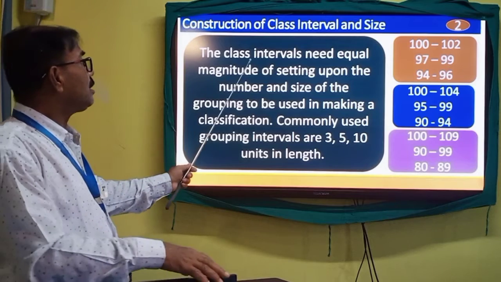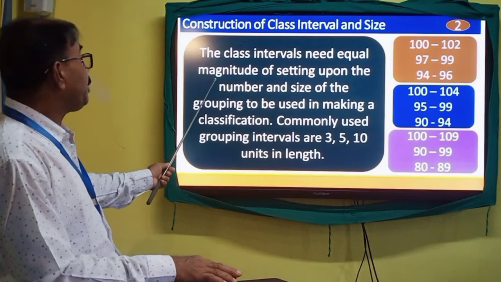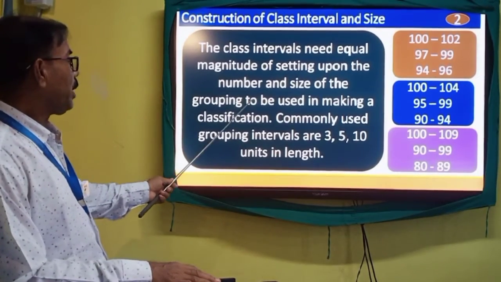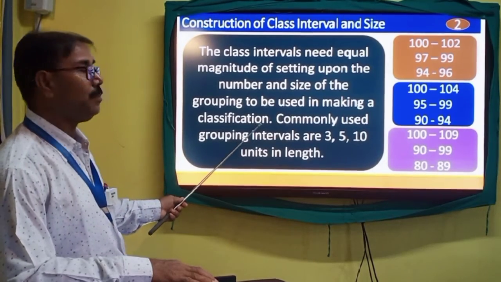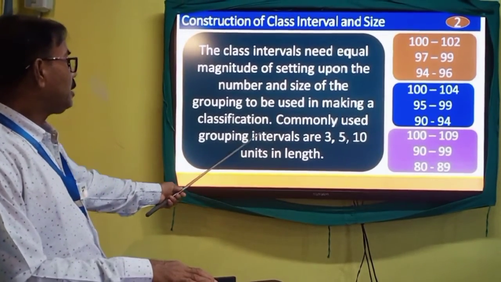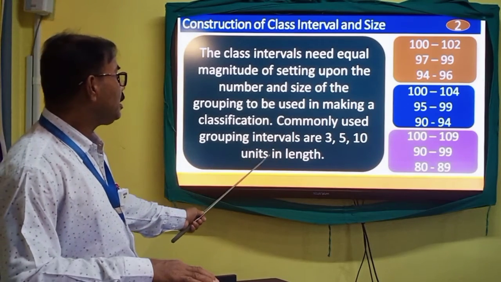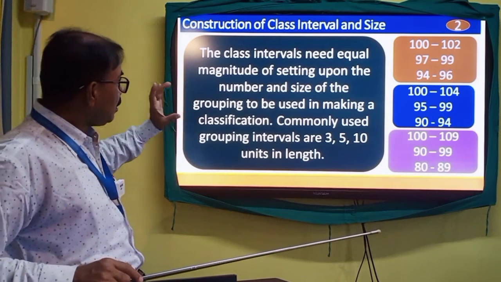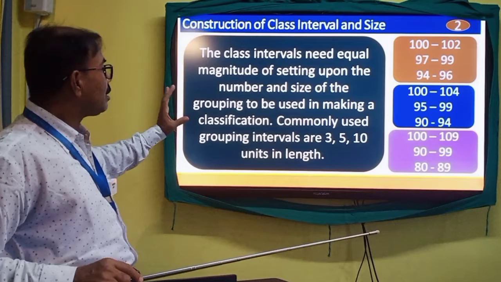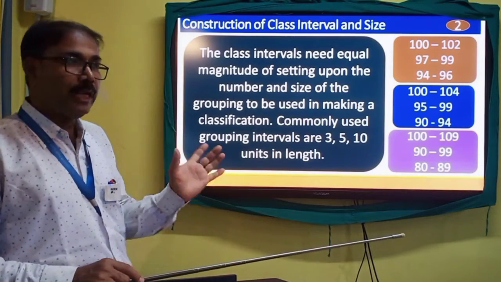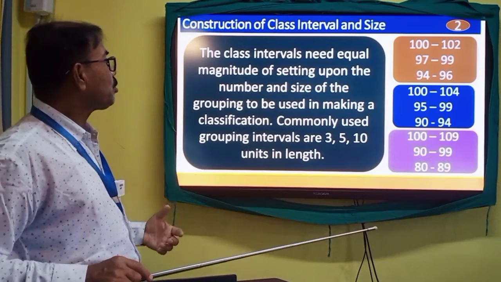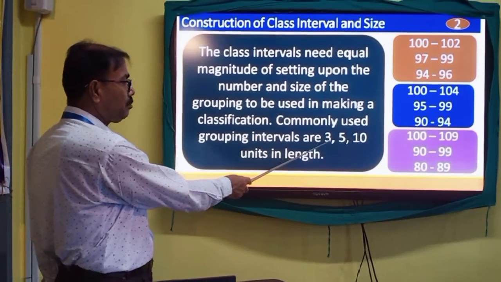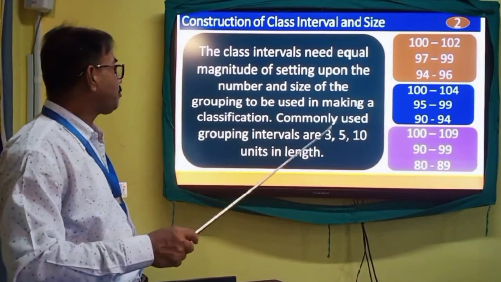The class intervals need equal magnitude, depending upon the number and size of the grouping to be used in making a classification. Commonly used grouping intervals are 3, 5, 10 units in length. This is very important, and by observing the contents you will understand it well. If you do it 2-3 times, the concept will be quite clear. The distance we may take as 3 or 5 or 10 or 15, like that.